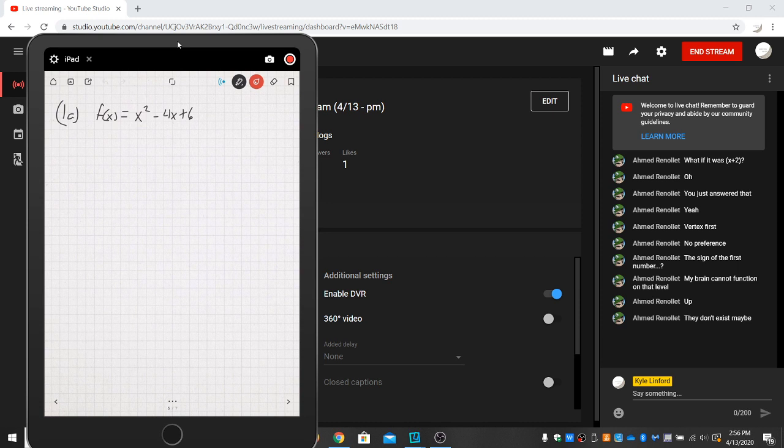Let's try one more problem, and then I want to get into the exit ticket problems for today. Here we have yet another function that we have to figure out its vertex, and we should probably also figure out the x-intercepts and the concavity.